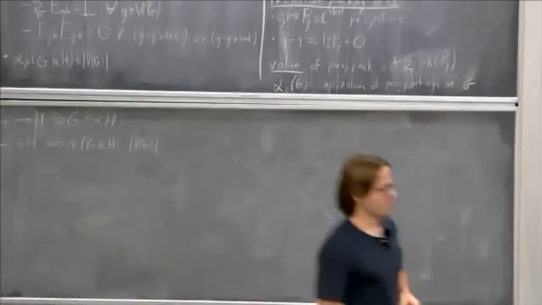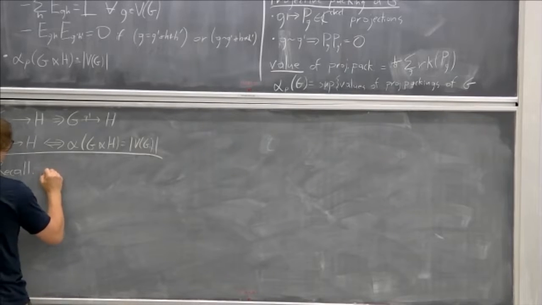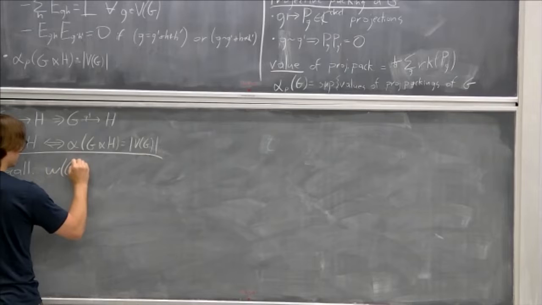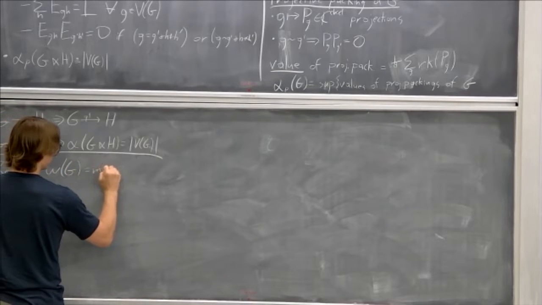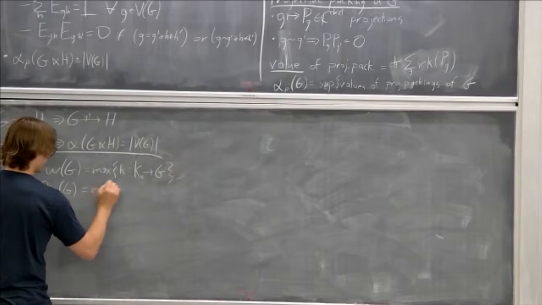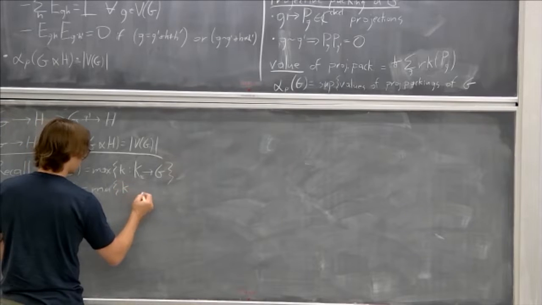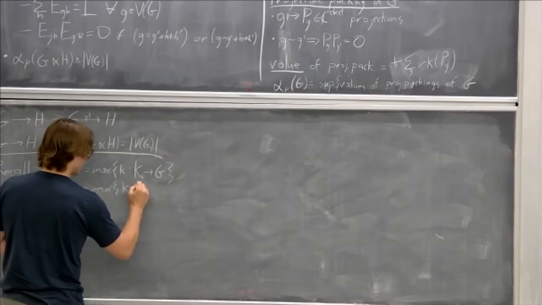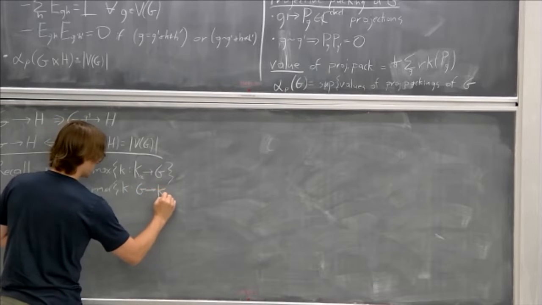Okay, right. So let's recall I can define clique number and chromatic number in terms of homomorphisms. The clique number is just the maximum k such that a complete graph of size k has a homomorphism to G, and the chromatic number is the minimum k such that G has a homomorphism to K sub k.